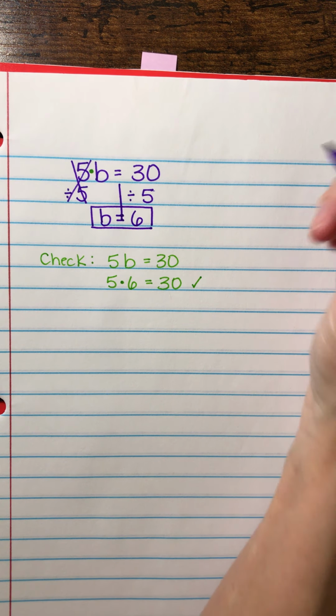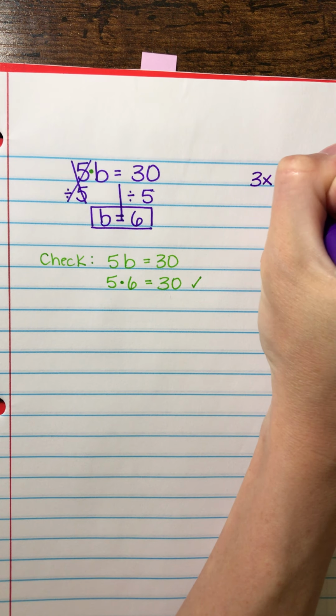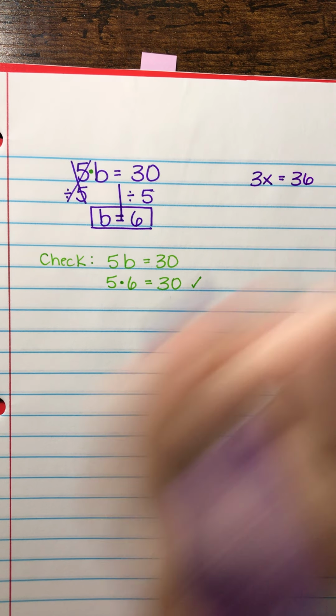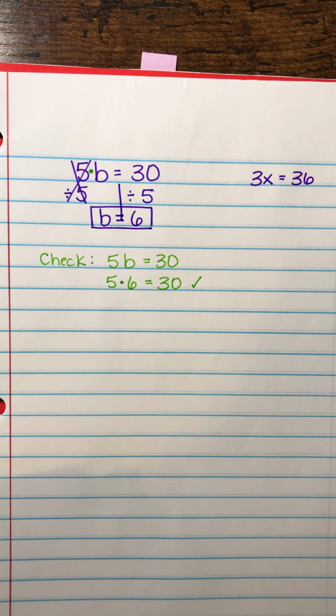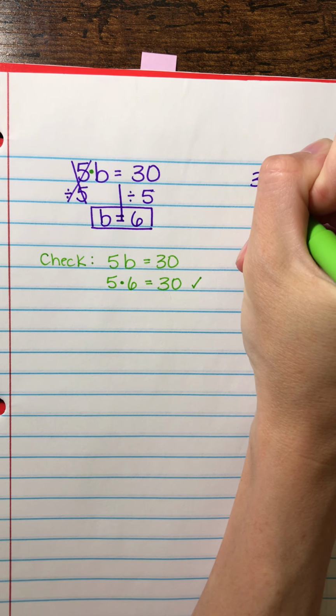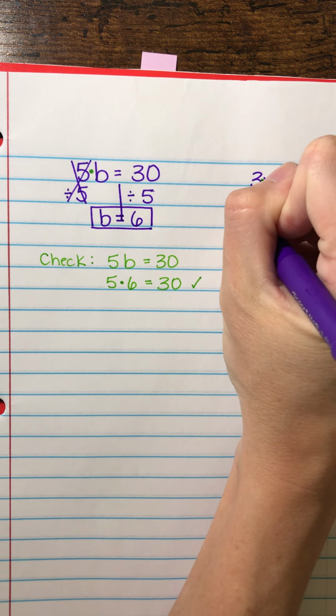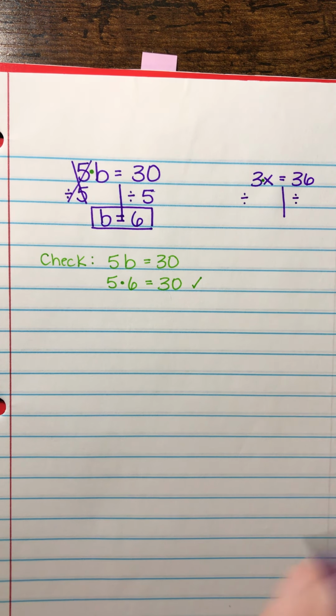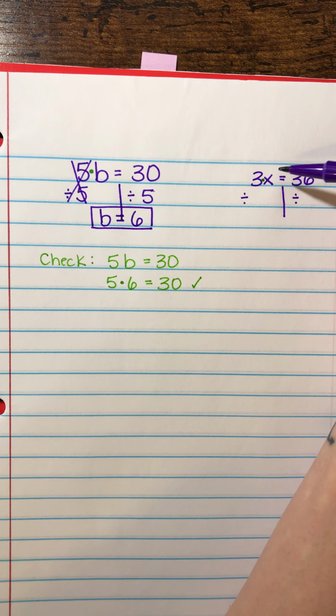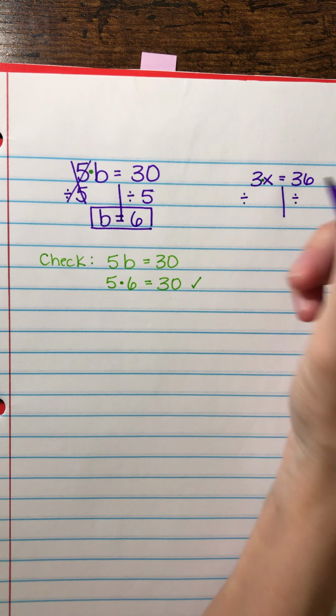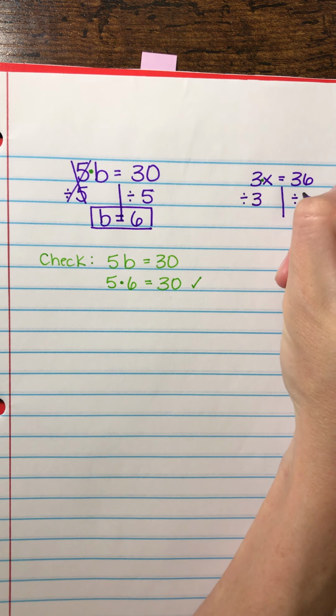All right, let's try another one like that. So this time I'm going to give you 3x equals 36. Again, my reminder is that there is always invisible multiplication in between a number and a letter. All right, and my goal is to do the opposite. So if I have invisible multiplication, the opposite would be to do division. And since my goal is to get the letter all by itself, I have to get rid of anything that is next to the letter. So my goal is to get rid of the number 3 by doing the opposite, which is to divide by 3.